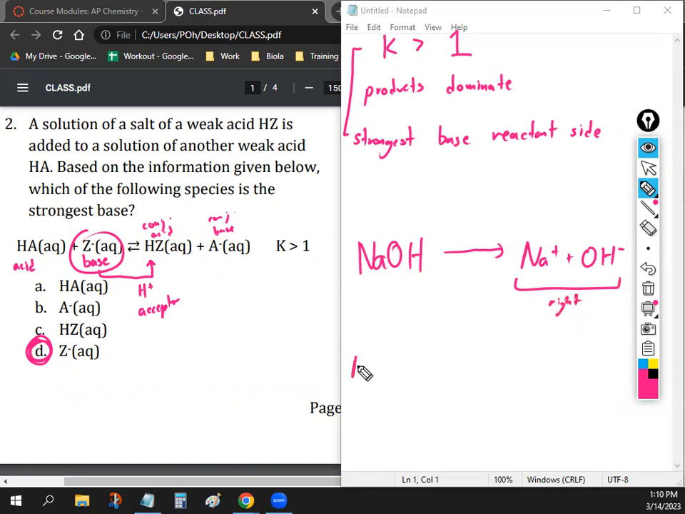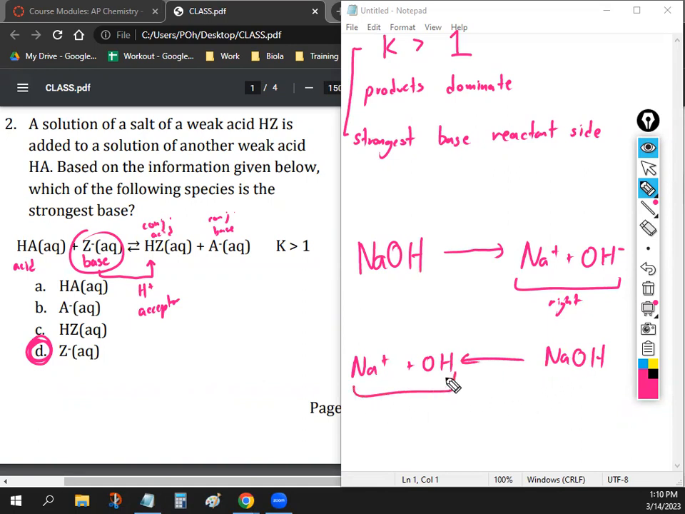Now, let's say we reverse the equation. Let's say this is our reaction. Okay, NaOH is on this side. Which side is it going to want to go towards? Left. The left, right? And it's going to be because this is a strong acid.